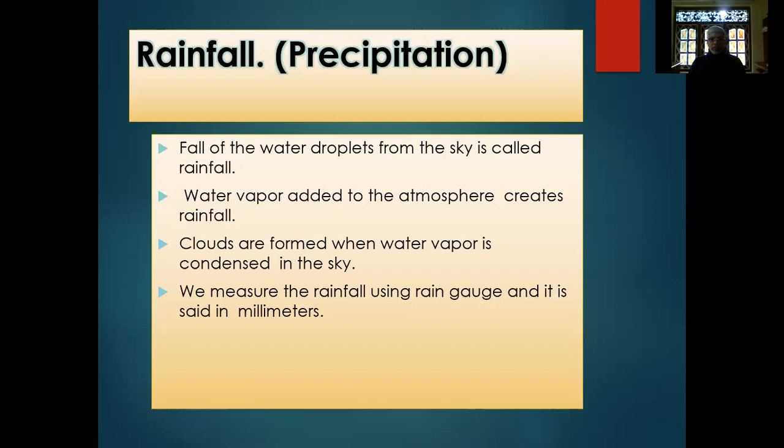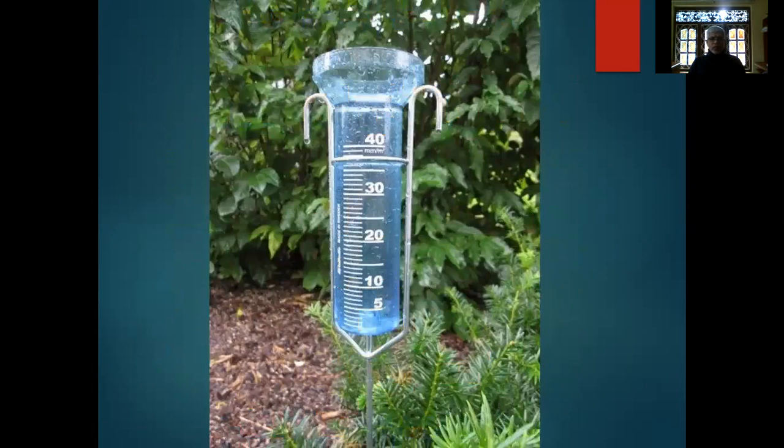Then we measure the rainfall using a rain gauge and it is expressed in millimeters. Now you focus your attention on that one also. We get the rainfall by the water cycle. Water cycle is the exchange of water between atmosphere and hydrosphere. I will show it later.